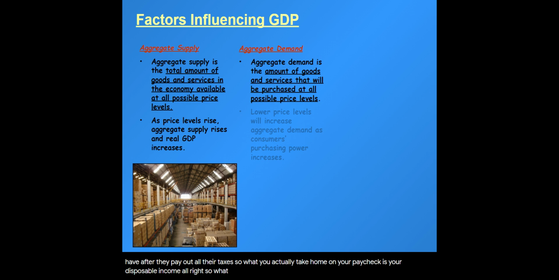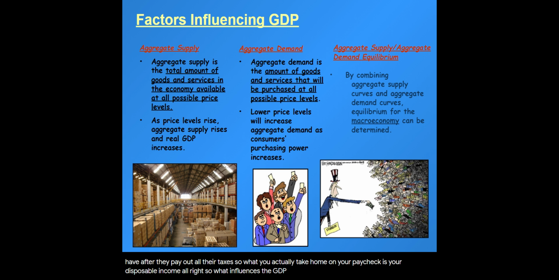All right, so what influences the GDP? Of course, we have supply, demand, and equilibrium. So aggregate supply is the total amount of goods and services in the economy that's available at all price levels. Okay, so that's what we know from our last unit on supply and demand. The aggregate supply is the total amount of goods and services that we have available in our economy.